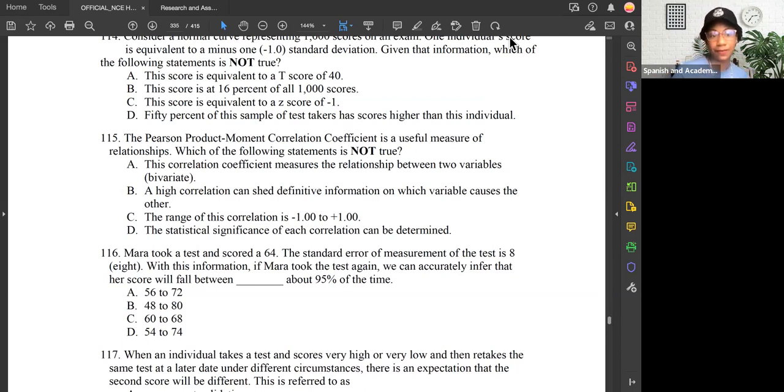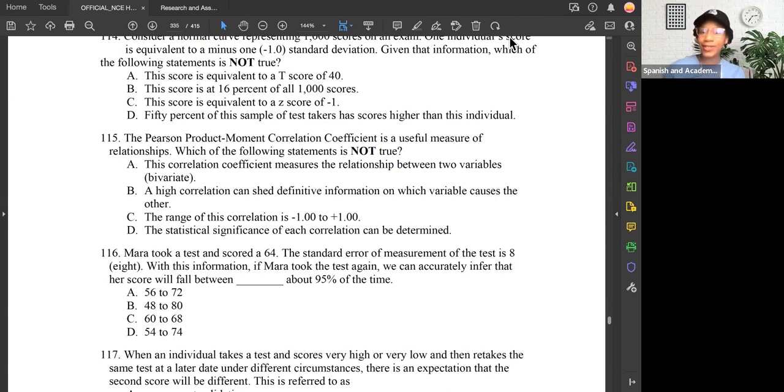Question 115. The Pearson product moment correlation coefficient is a useful measure of relationships. Remember that correlations means relationships, like between variables. You can have a multivariate correlation, which examines the relationships between multiple variables, or a bivariate correlation, which examines the relationship between two variables. And remember that the correlation coefficient is a number that tells us the strength of the relationship between variables. All right, so which of the following is not true?